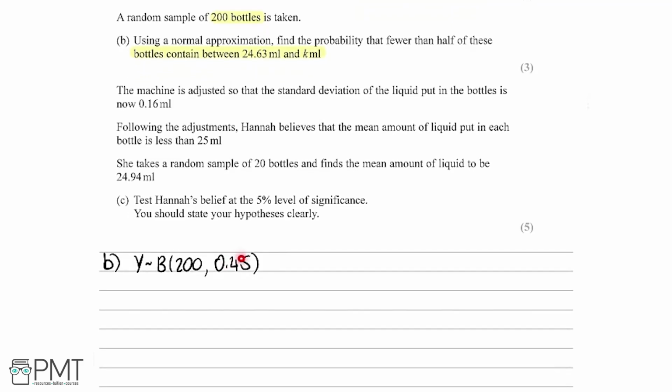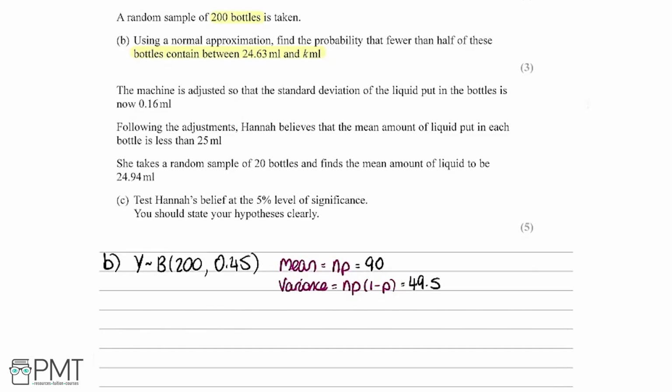Now, with regards to a binomial distribution, we know that the mean is n multiplied by p, and the variance is n multiplied by p multiplied by 1 minus p. So doing that, the mean is going to be 200 multiplied by 0.45, which is 90, and the variance is going to be 90 multiplied by 1 minus p, so 49.5.